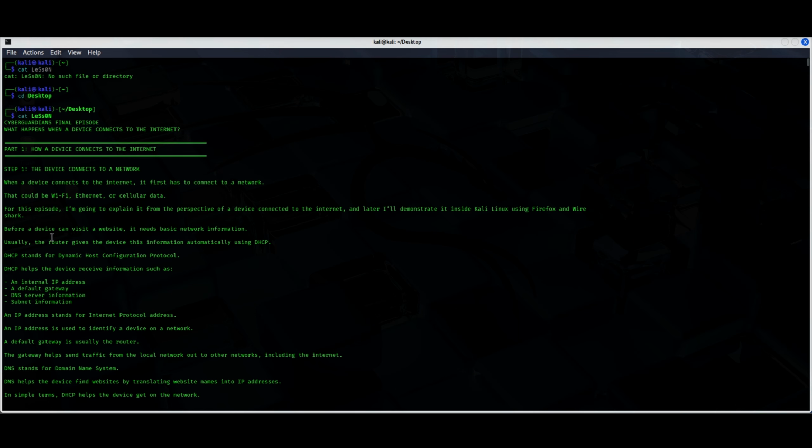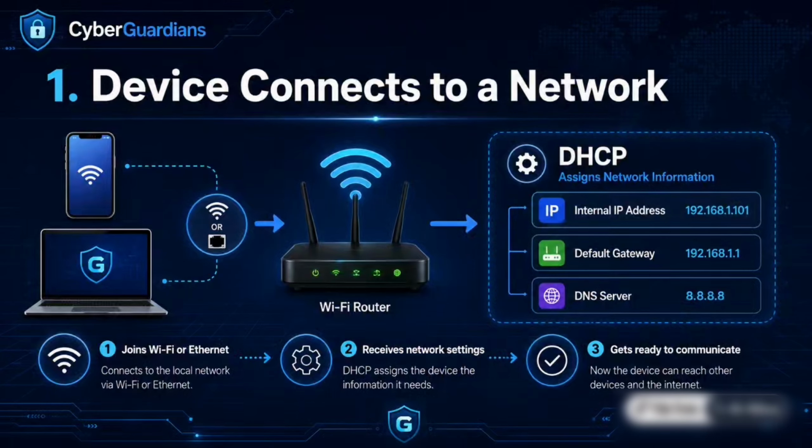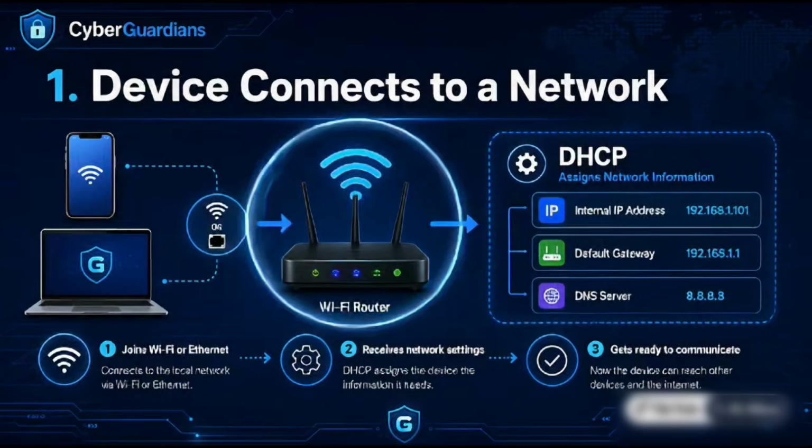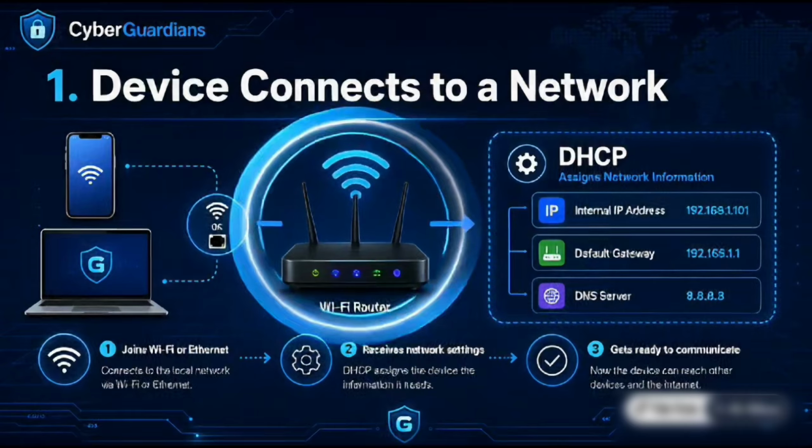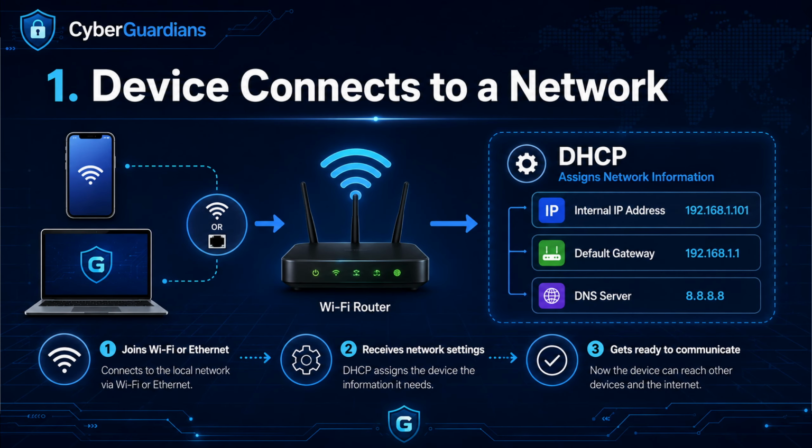So before a device can visit a website, it needs basic network information. Usually the router gives the device the information automatically using DHCP. DHCP stands for Dynamic Host Configuration Protocol. DHCP helps the device receive information such as an internal IP address, a default gateway, DNS server information, and subnet information.